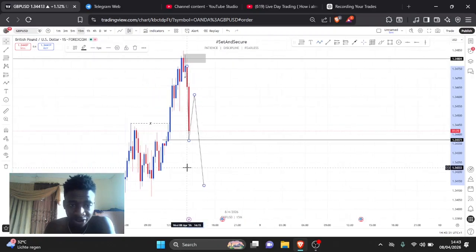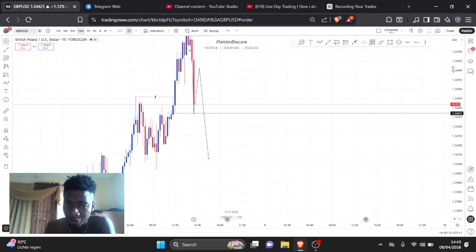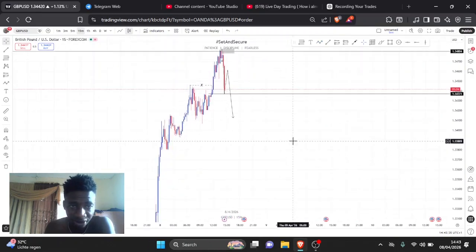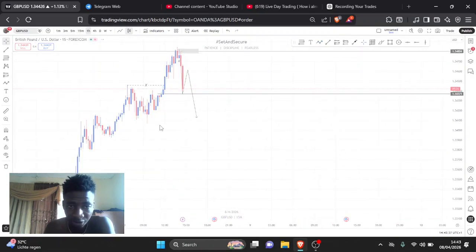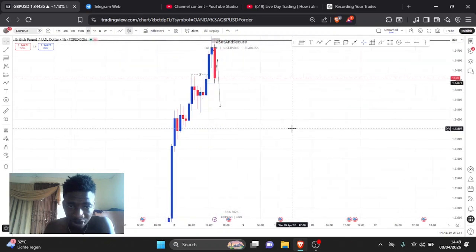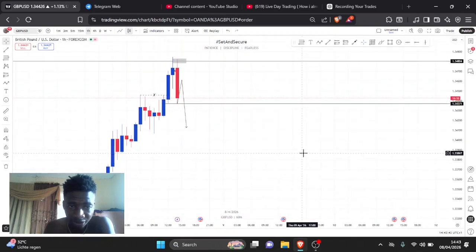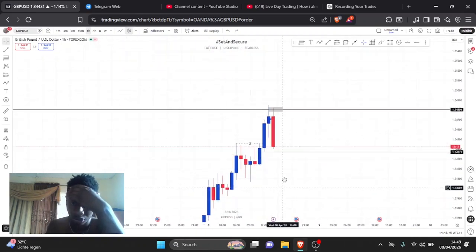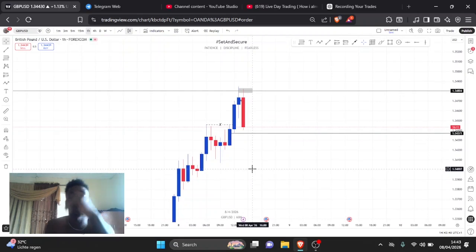But I'm seeing a sell now. I'm seeing a sell on GBPUSD. I'm interested in selling this market. Reason being is a major liquidity has been grabbed. A major liquidity has been grabbed. And I'm just waiting to see what the market has to do.